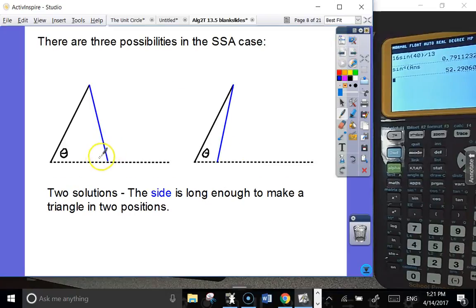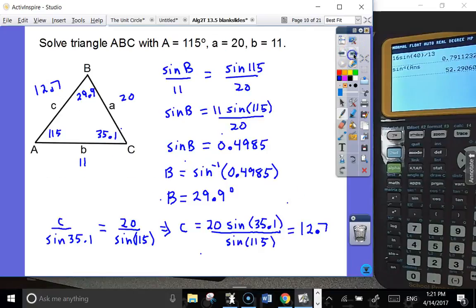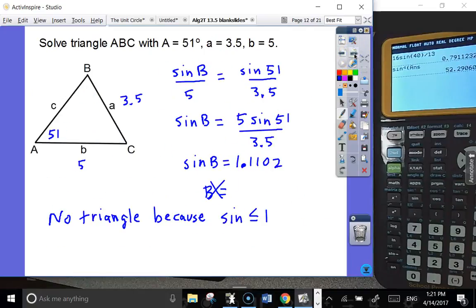That's this one right here, right? The angle that we found is acute, less than 90 degrees. But what if we could also have an obtuse angle, right? Well, this is how you figure that one out.